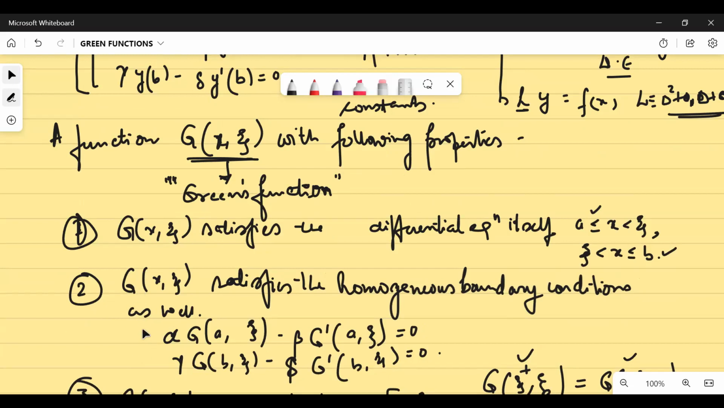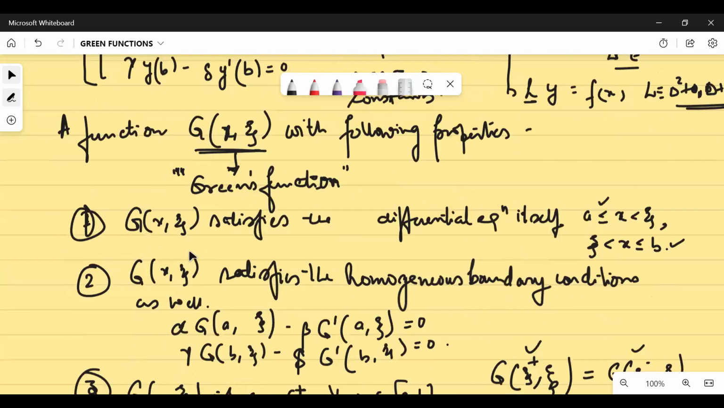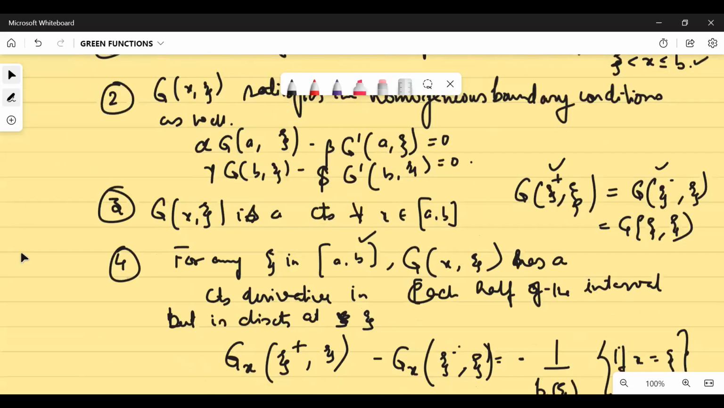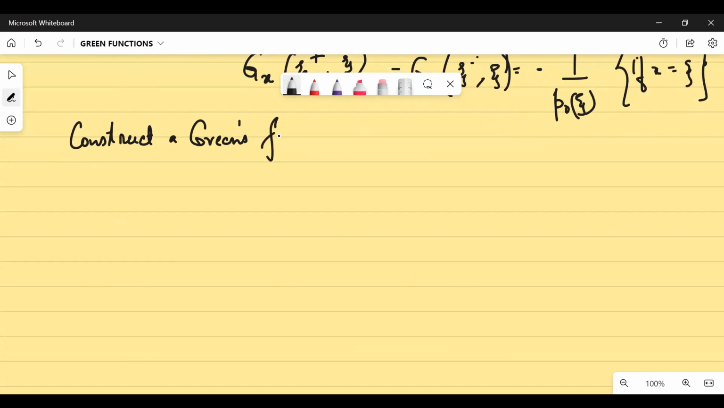Okay. So the following properties, for the following non-homogeneous differential equation, this is your Green's function. Okay. So for example, if I give you a simple example, construct a Green's function for the following. So construct Green's function for the following.